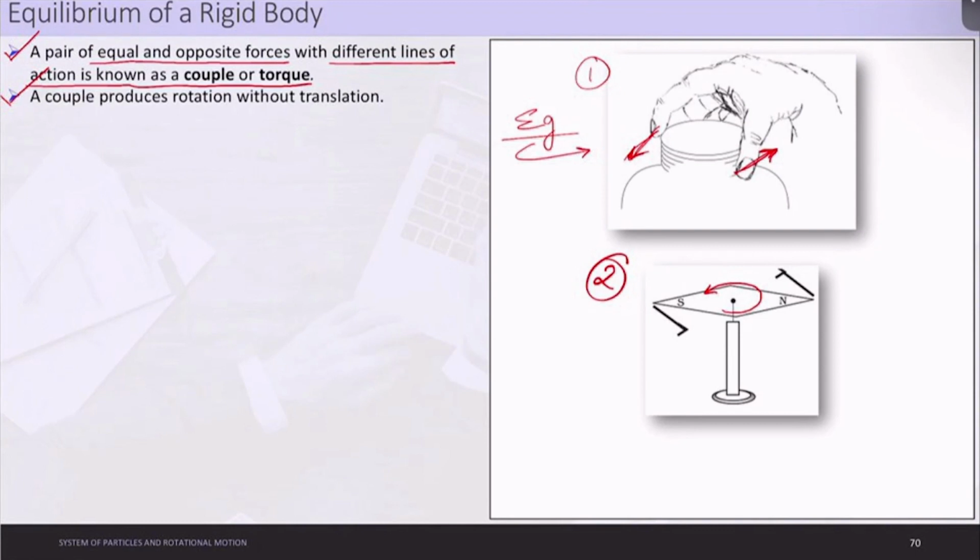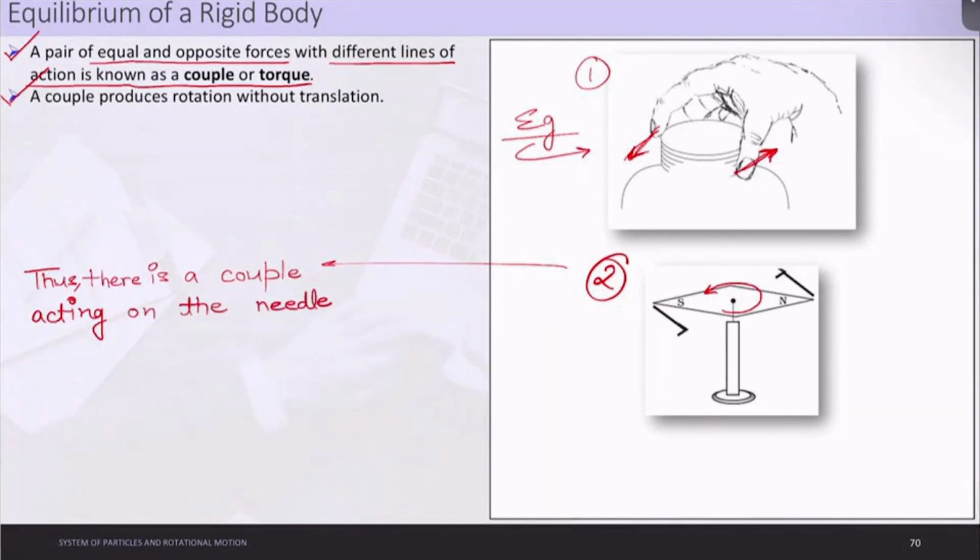So I will just write this. Thus there is a couple acting on the needle due to the Earth's magnetic field. Okay, thus there's a couple acting on the needle due to the Earth's magnetic field. Okay, so I hope this thing is clear to you.